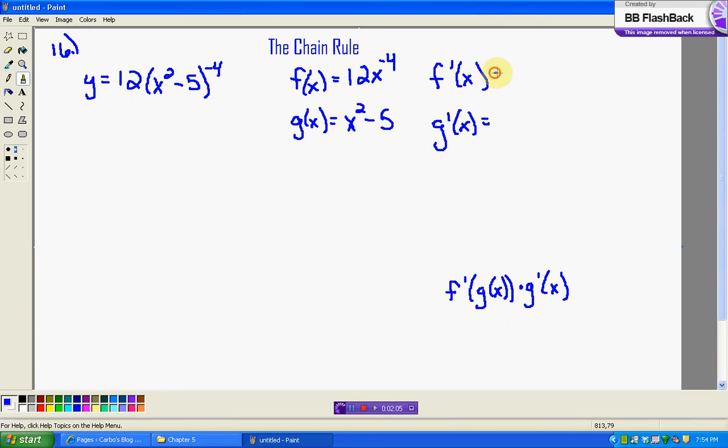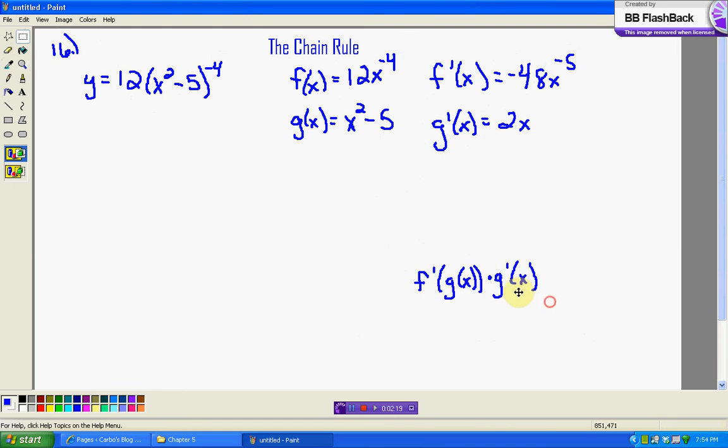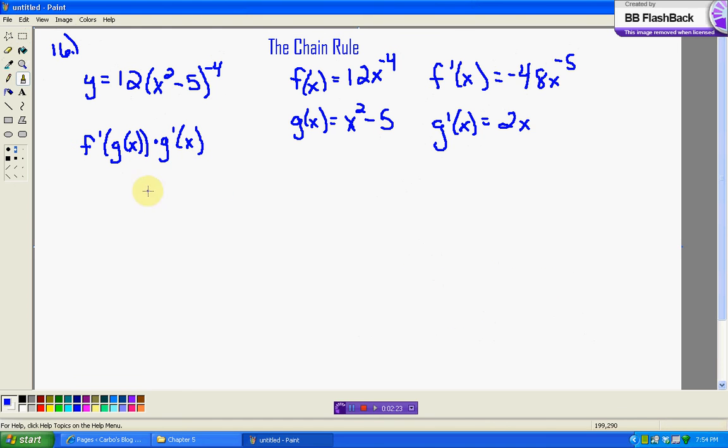Okay, find the derivative of each of these guys. You bring down the exponent, so negative 48x, and then subtract 1, negative fifth. The derivative of the inside is just 2x, very simple. So we follow our chain rule, which we know is this. So we take f prime, which is negative 48, and then we're actually going to insert our g of x where I see an x in my f prime. So I take x squared minus 5 and plug it in where there was an x in this guy. So I get that, and then times 2x.